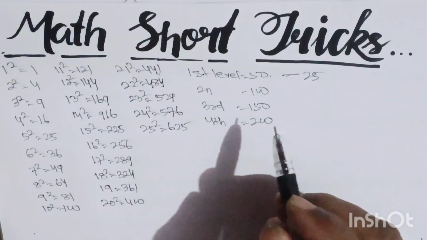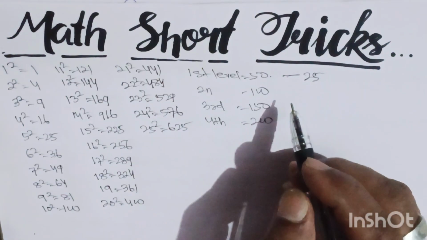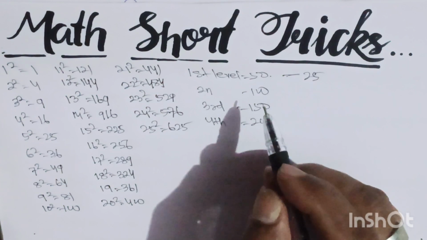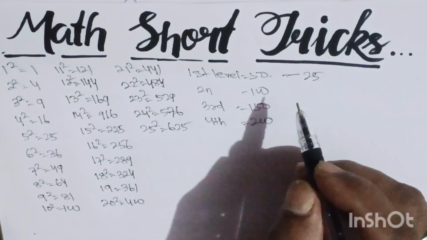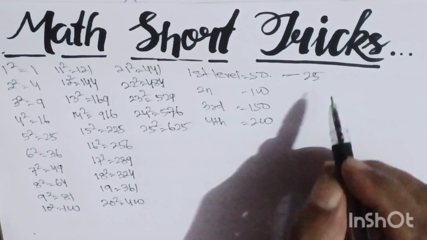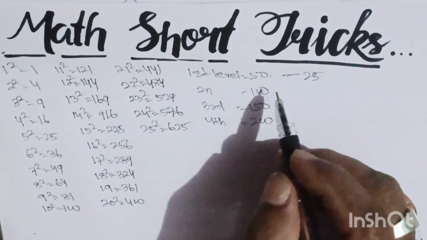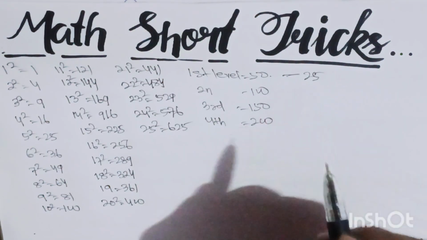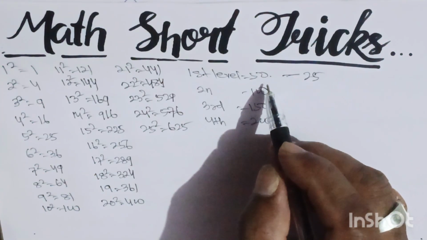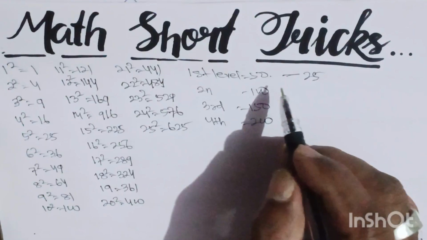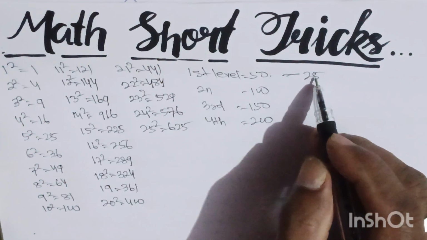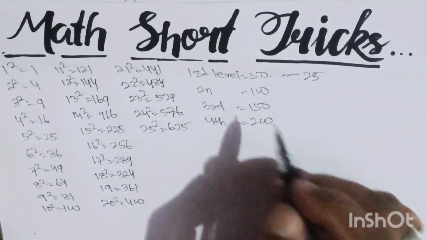58. Then we find out the value of each level. The value of the first level, that is 50, is equal to 25. And how to find out? After omitting the units digit, you have to find out the square of the remaining number. After omitting the units digit, the number is 5. So 5 square is equal to 25. So 25 is the value of the first level.